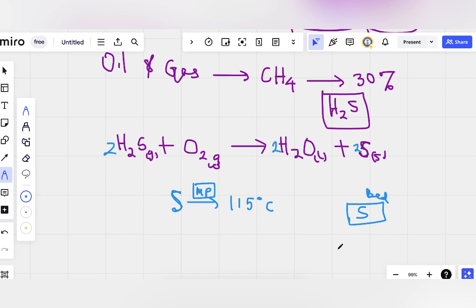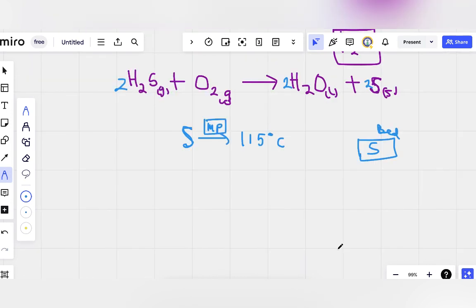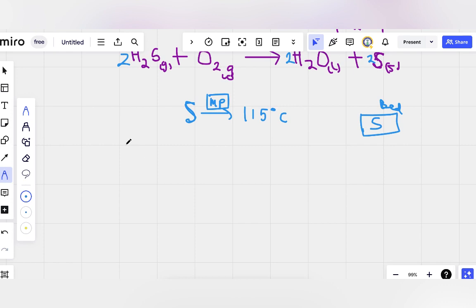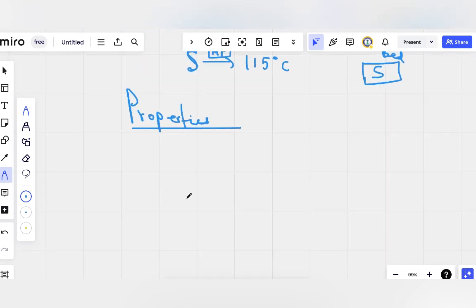Now let's take a look at the properties of sulfur and the uses of sulfur before we go to sulfur dioxide. We'll be fast with the properties. We just highlight them and write only the keywords. Properties of sulfur: what are the properties of sulfur? And then we'll look at the uses of sulfur.